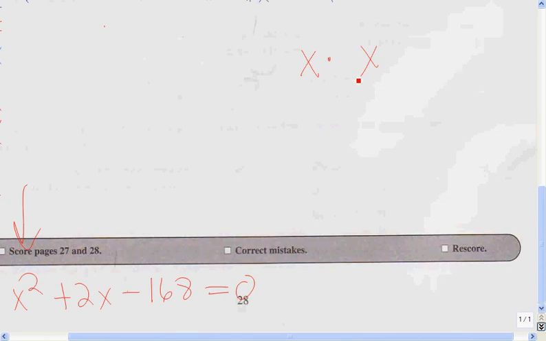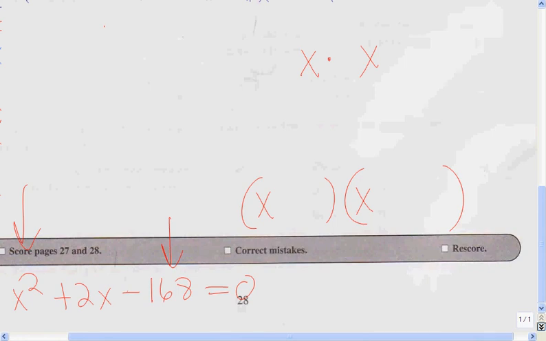So now to factor, I'm going to find all the factors of x squared, which are x and x. I only have one factor, so I'm going to do my parentheses. So I know that my first terms are going to be x. And then I'm going to factor 168. I need a number that when I multiply it together gives me 168, and when I subtract it gives me 2. That's going to be a tough one.